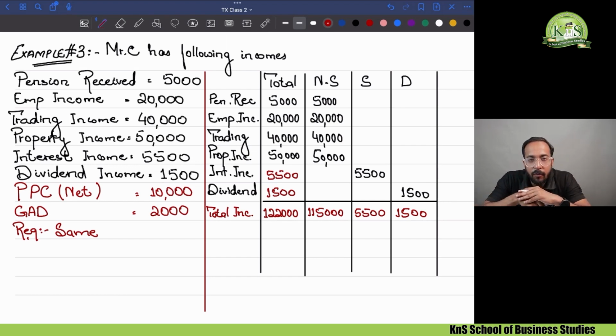Sir, my question with you: do we need to calculate A and I here? Yes, we need to calculate A and I here, because in this example we have information regarding personal pension contribution as well as gift aid donation. Now we need to calculate A and I. But sir, you did not tell us how to calculate A and I. That's why I am here to explain to you how to calculate A and I. See the format.